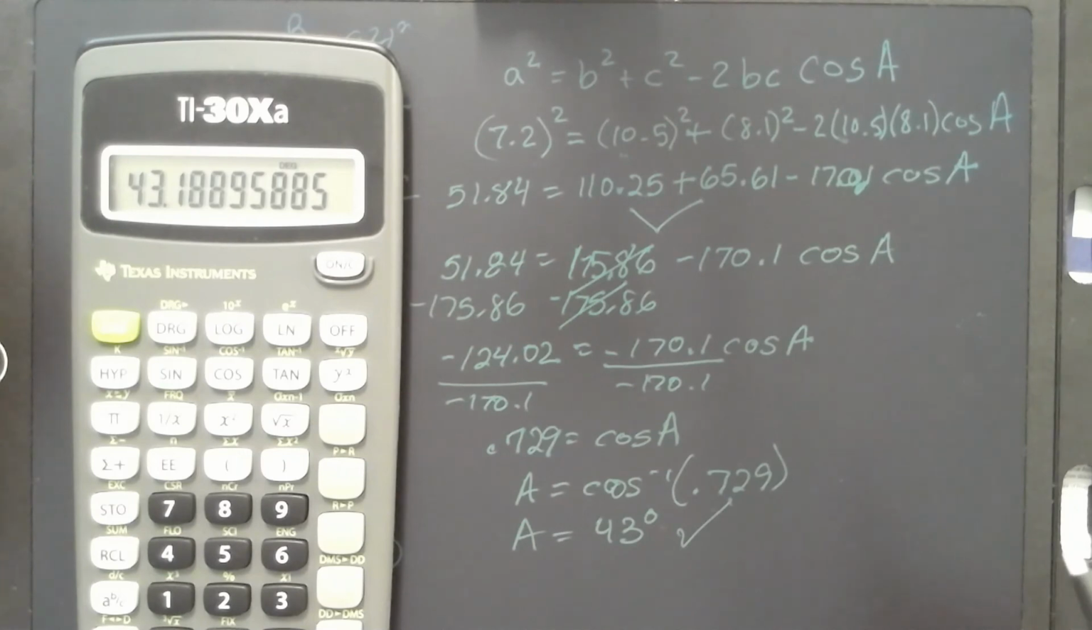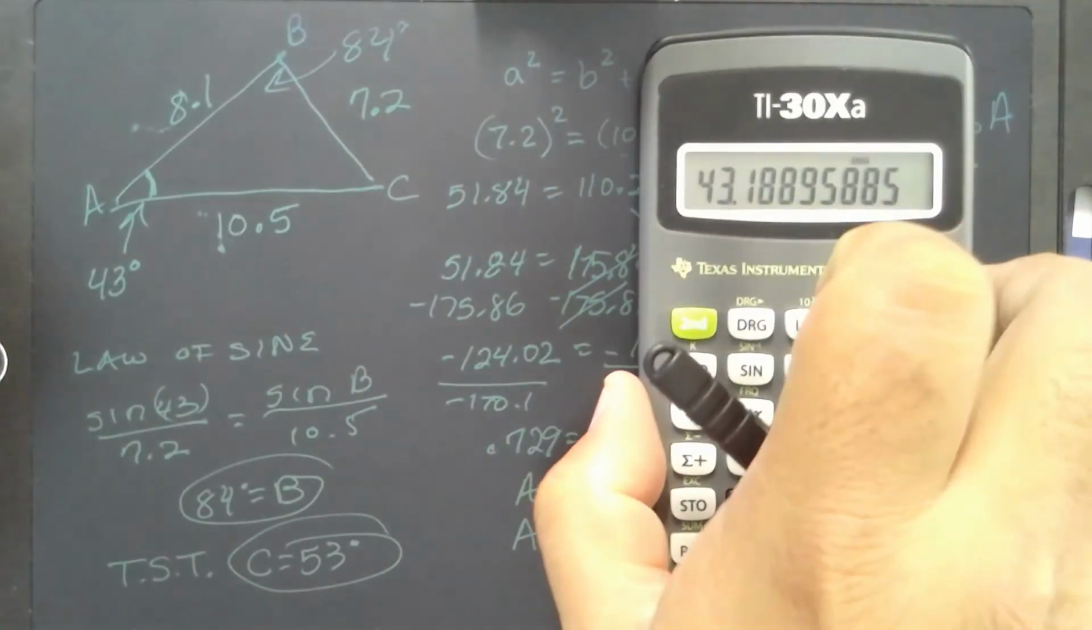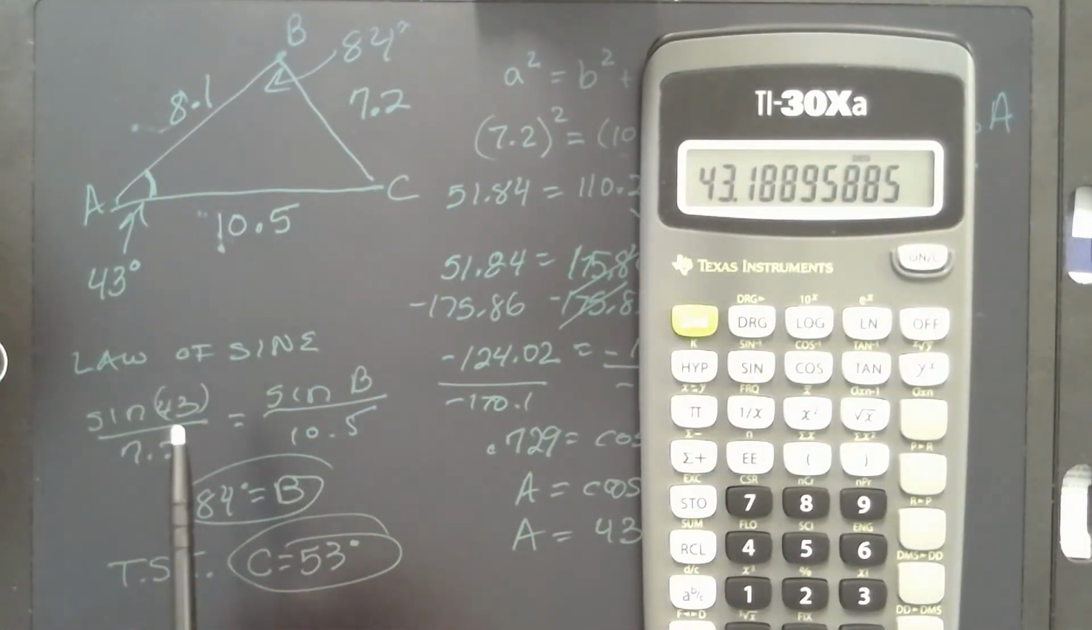So now, what I did was I went back over here, and instead of using law of cosine, this is the law of sine that we applied. Then once you get that angle, the negative 1 is when you press second.